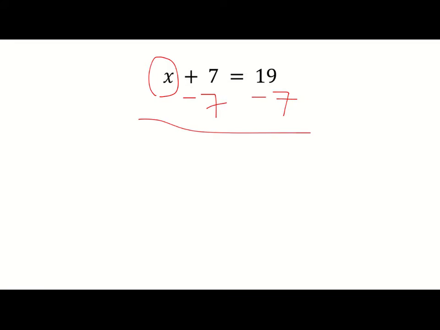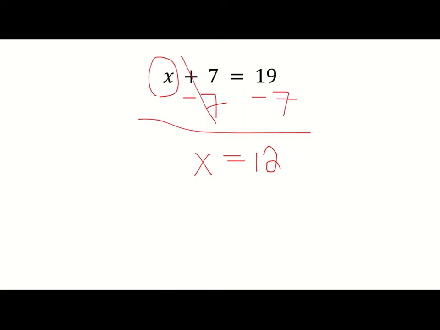So when I solve this, the plus 7 and minus 7 cancel each other out. So all I have left is an x on the left-hand side. I'm going to drop down the equals and then perform the operation. 19 minus 7 is 12. So we have that x equals 12.